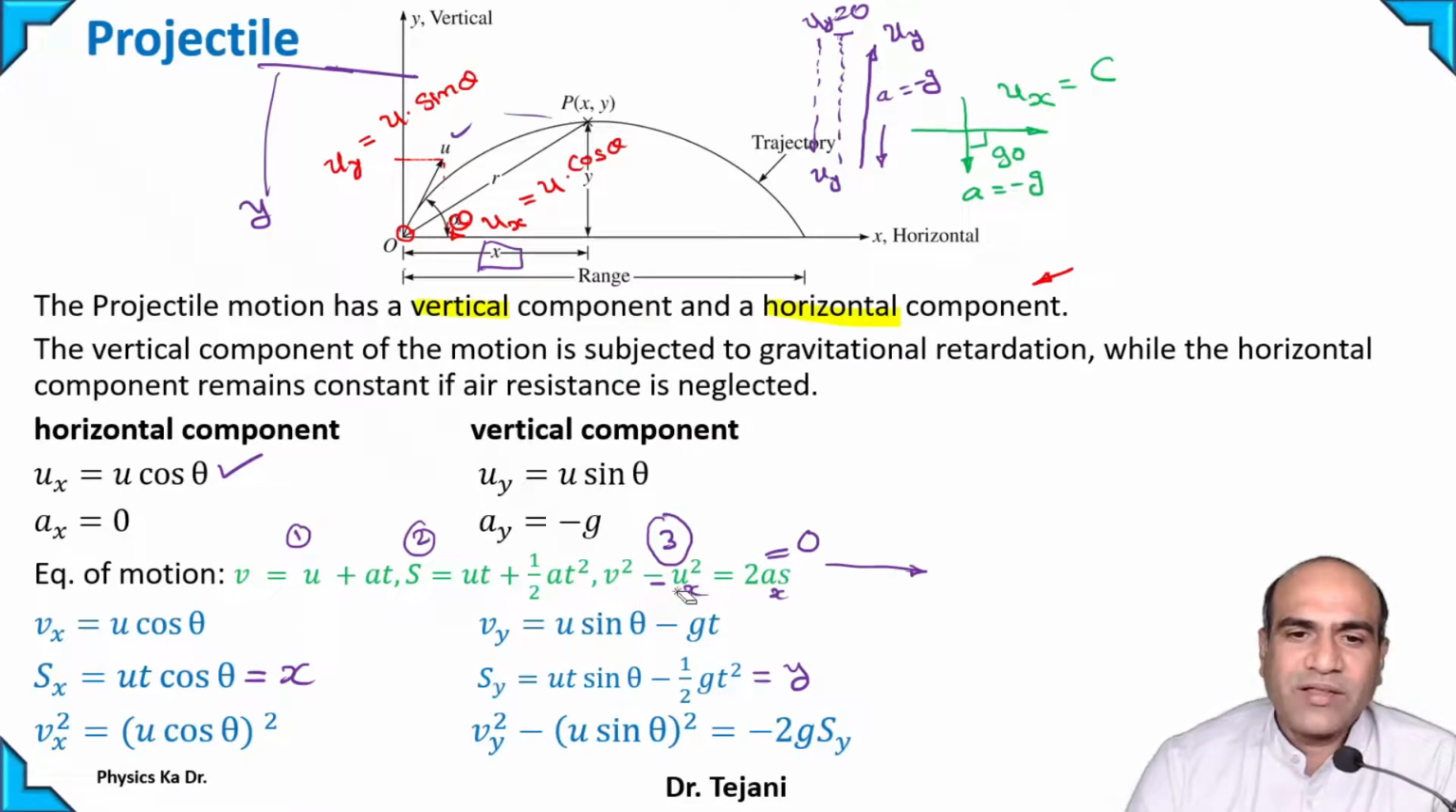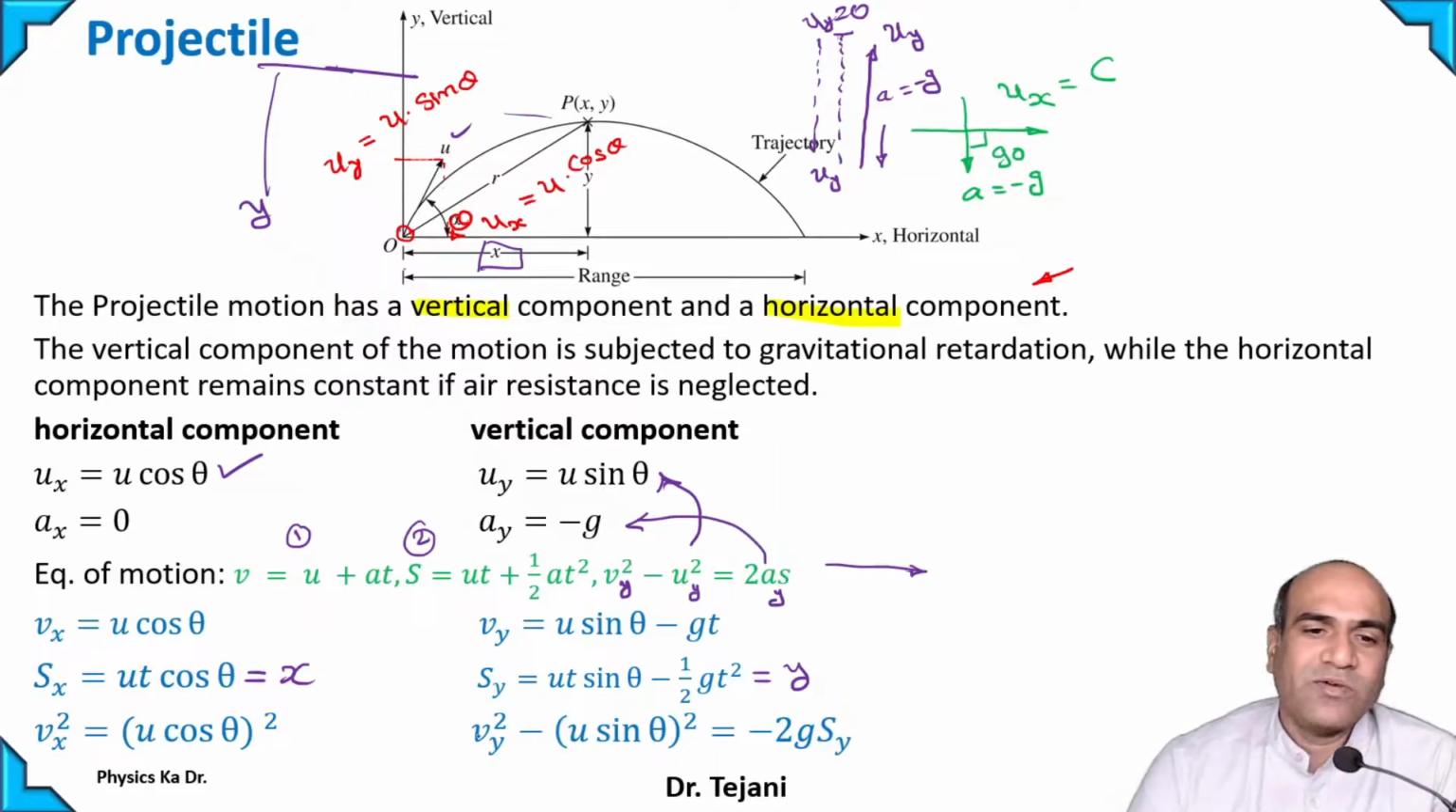And similarly, we can put here the values for equation number 3: Vy squared equals uy squared plus 2 a sy. And for the y, we have values for that. For the uy, there is u sine theta, and acceleration becomes negative. Therefore, Vy squared equals (u sine theta) squared minus 2g sy. You can take sy in terms of y. So we got this equation.